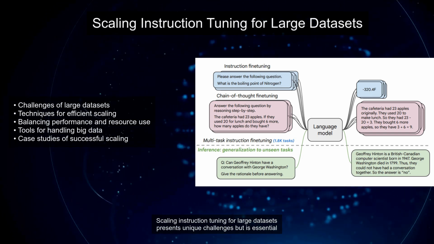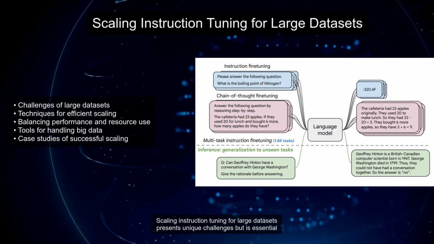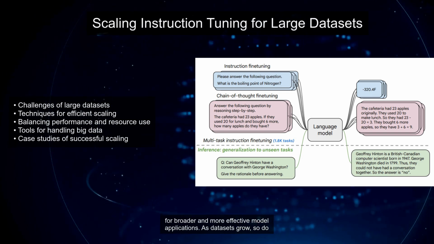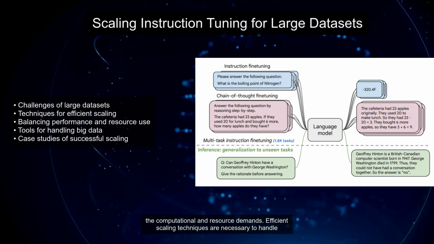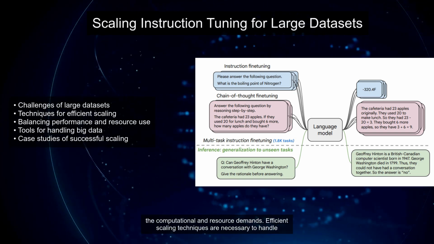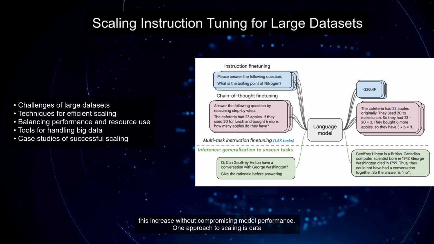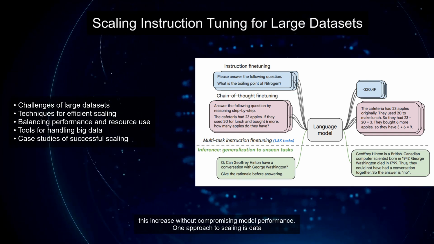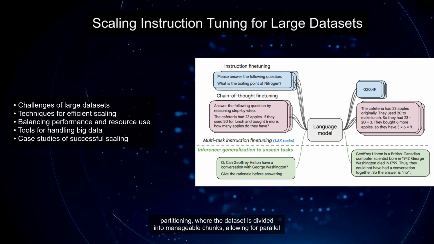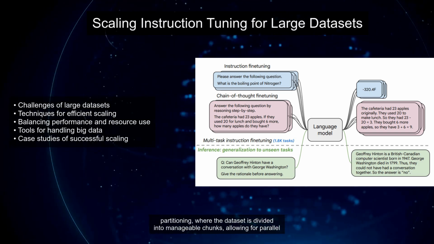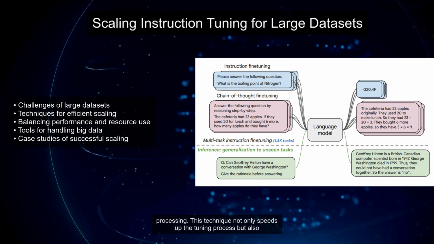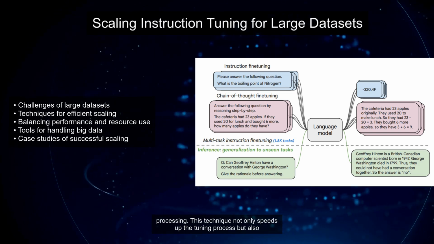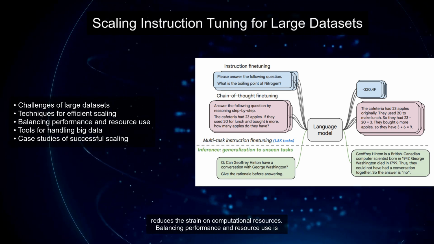Scaling instruction tuning for large datasets presents unique challenges but is essential for broader and more effective model applications. As datasets grow, so do the computational and resource demands. Efficient scaling techniques are necessary to handle this increase without compromising model performance. One approach to scaling is data partitioning, where the dataset is divided into manageable chunks, allowing for parallel processing. This technique not only speeds up the tuning process but also reduces the strain on computational resources.